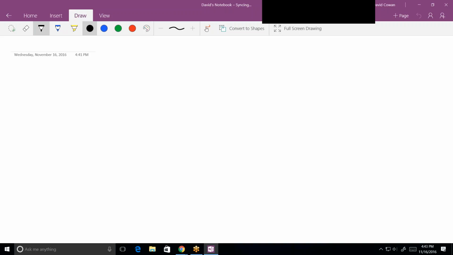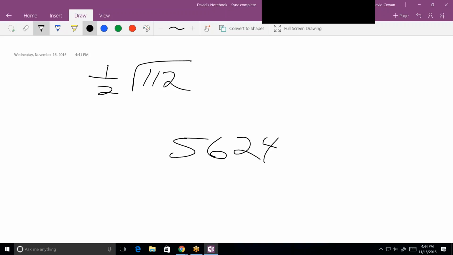What else do you got? We got one half square root of 112. Does 112 have a factor that is a perfect square? I believe not. Let's talk about numbers that are divisible by 4. For a number to be divisible by 4, the only thing that has to be true is that its last 2 digits have to be divisible by 4. This number is divisible by 4, because 12 is divisible by 4. So let's divide it by 4 and see what we get.